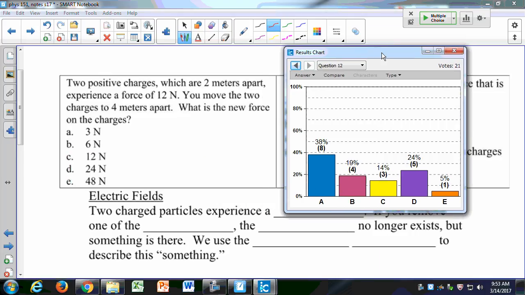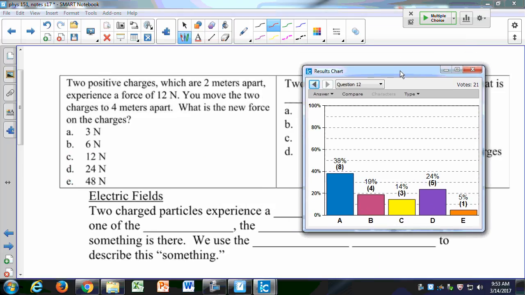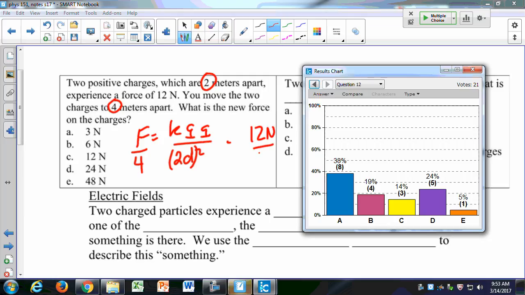Oh boy, okay, we're all over the page here. Let's see. So I have a force of 12 newtons. My F is equal to kQQ over D squared. And I'm moving my distance D from 2 to 4 meters. So what I'm doing is I'm doubling my distance. That means that I'm going to quarter my force. So whereas my force was 12 newtons, now I'm going to divide that by 4, and it's now going to be 3 newtons. So A there is the right answer.